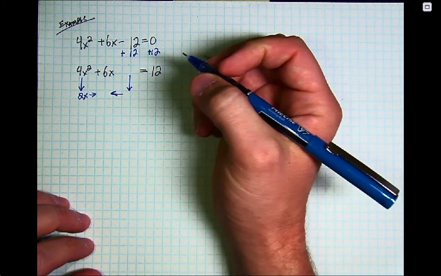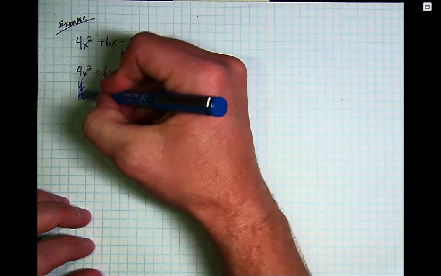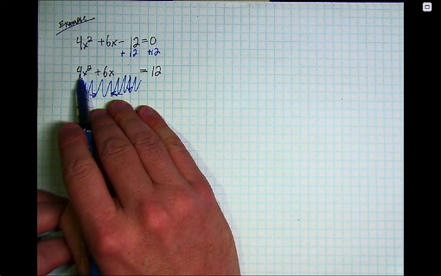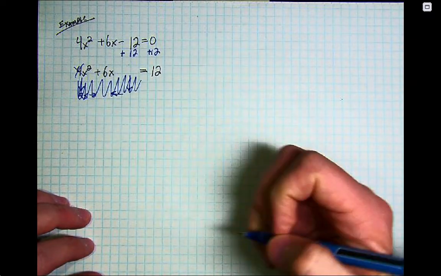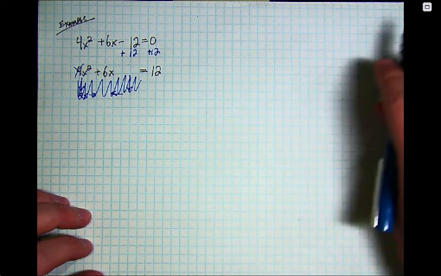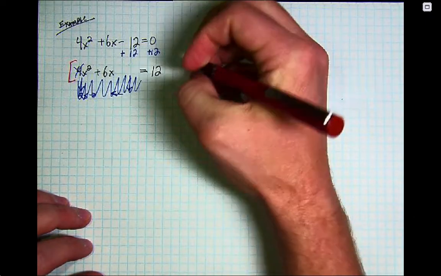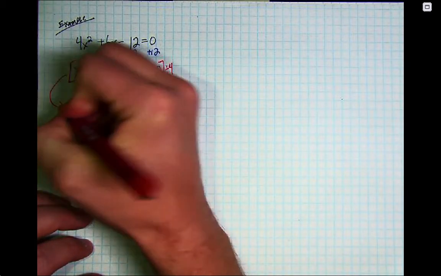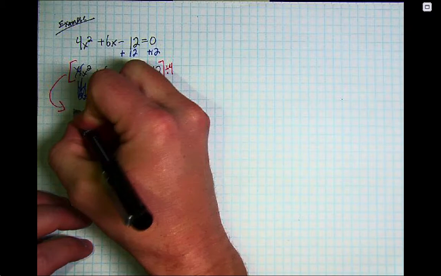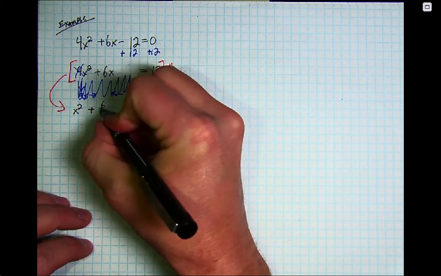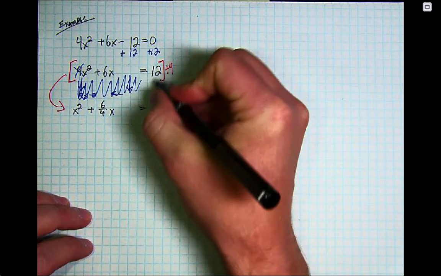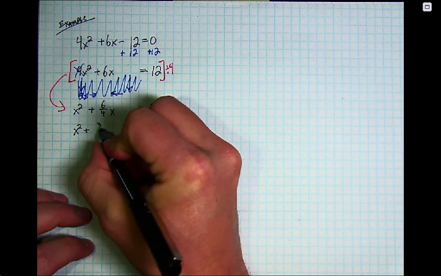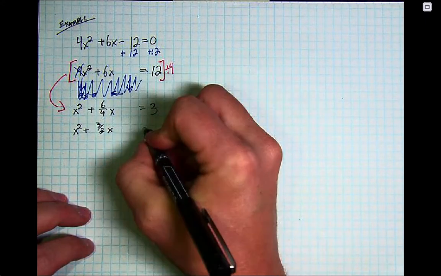Oh, wait a second. You know what? Scratch all that. I don't like the 4 here. Aren't these easier if we don't have a coefficient in front of the x squared? Yeah. Let's divide everything by 4. And let's do it this way. If we do that, then what we're going to have is x squared plus 6/4 x equals 12 divided by 4 is 3. Now I'm going to rewrite that with 3/2 x because 6/4 is 3/2.